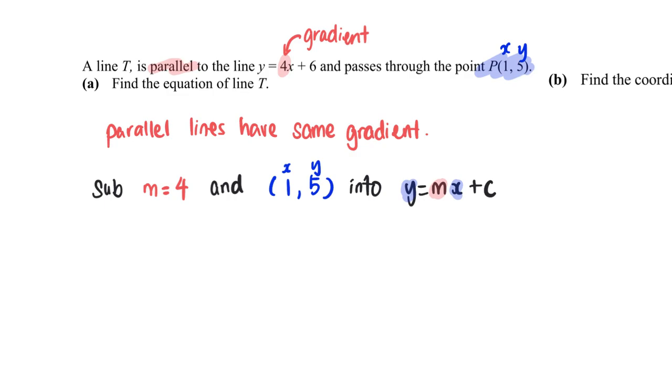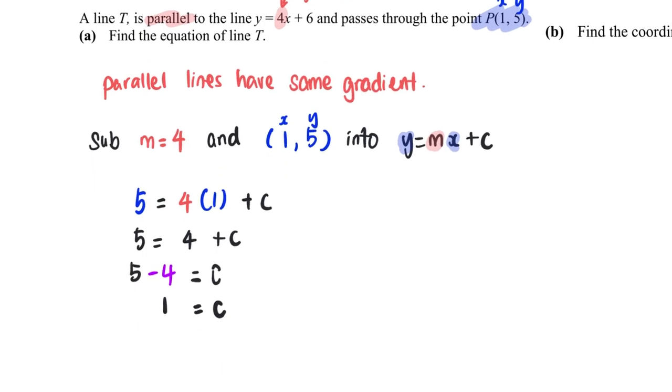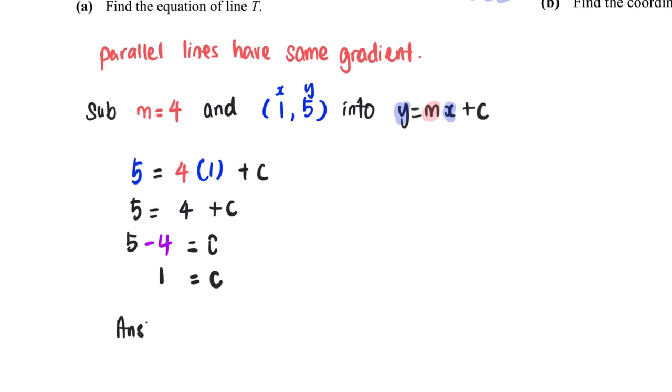So once we do that, you will then see this. So I will then be able to get my c easily. 5 minus 4. And so from here, I will be able to get my c. c will be equals to positive 1. So my final answer, y equals to 4x plus 1.